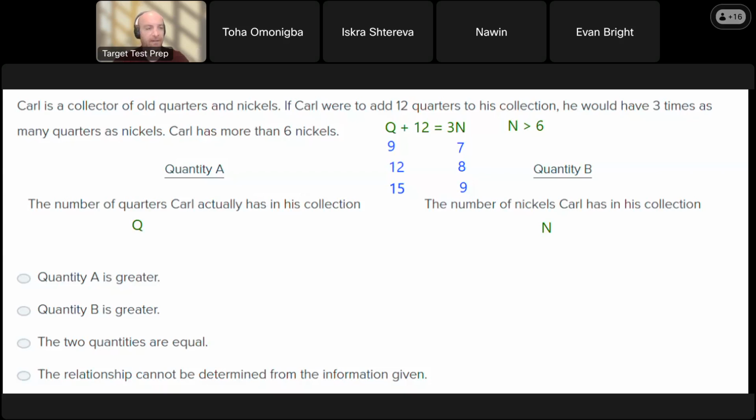But even further, even if I'm not quite sure of that, look at the difference between the numbers. If I go from 9 to 7, that is a difference of 2. If I go from 12 to 8, that is a difference of 4. And if I go from 15 to 9, that is a difference of 6. So it seems that not only is q always bigger, but as q gets bigger, the distance between q and n gets even bigger. So that is enough evidence for me, without doing any heavy lifting in terms of algebra, that yeah, the answer is going to be A. I'm always going to have more quarters than nickels with this condition. Q is always bigger than n.